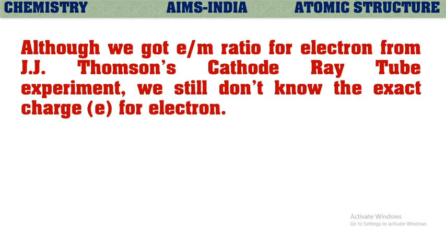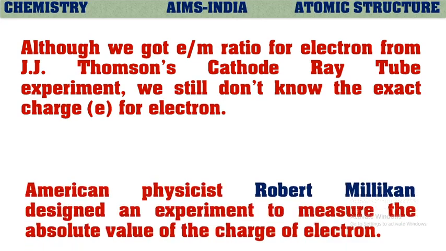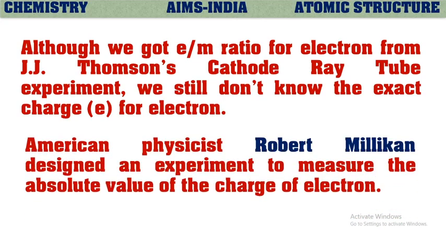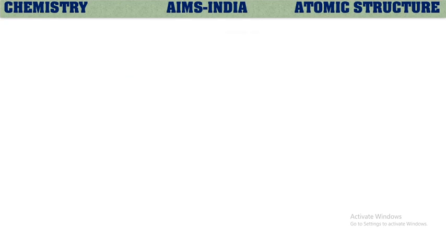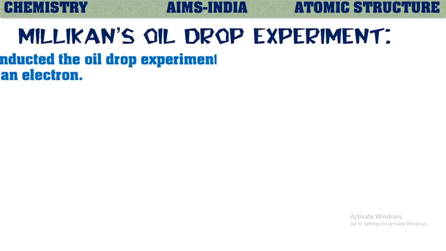Although we got the e/m ratio for the electron from J. J. Thomson's cathode ray tube experiment, we still don't know the exact charge of the electron. American physicist Robert Millikan designed an experiment to measure the absolute value of the charge of an electron. That is Millikan's oil drop experiment.